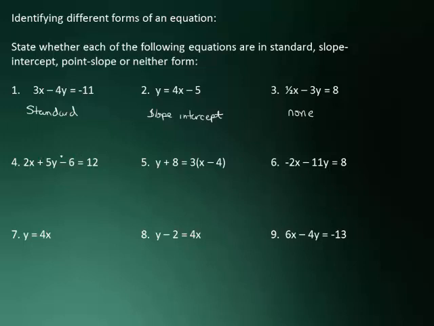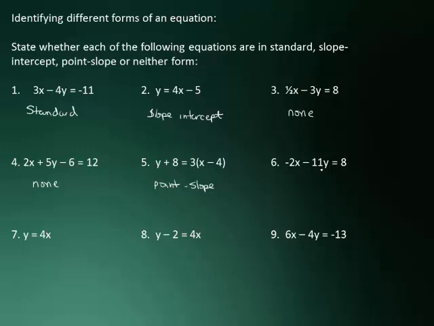Here I have 2x plus 5y minus 6 equals 12. I have integers. I have x and y, but I have this minus 6 on the same side of the equals, and in standard form we can't have this, so this is no particular form either. Here I have y plus 8 is equal to 3 times x minus 4. This is in point-slope form. Even though this is a plus, it's the same thing as saying y minus negative 8. So this is point-slope.